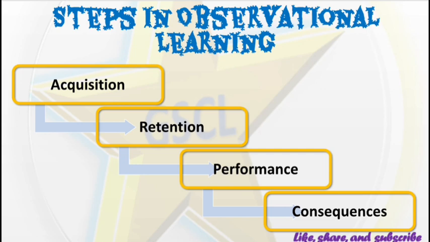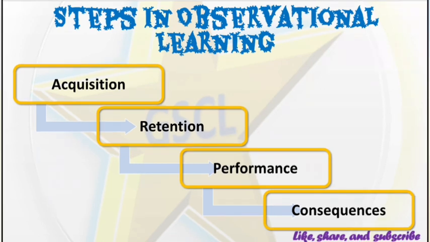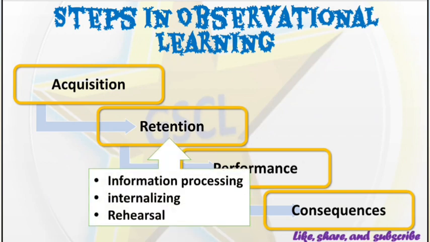Next is retention. It is a kind of information processing. At this step, the learner tries to internalize the observed features. The learner makes the features as something that is part of them and as a kind of natural tendency in them. Rehearsing helps them in retention.